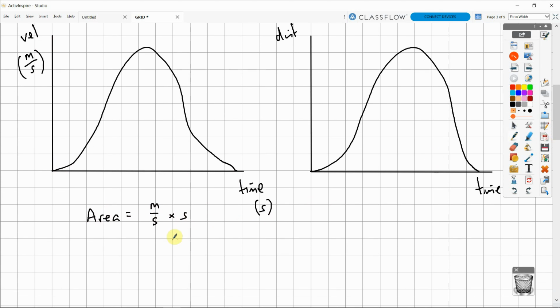Now, you should know how to multiply fractions. Let's see what happens. Meters per second times, now this is a bit like a kind of whole number. We can think of it as being over 1. Meters per second times seconds over 1. These cancel, leaving us with just meters. And we know what meters represents. Meters is very much talking about the distance travelled.